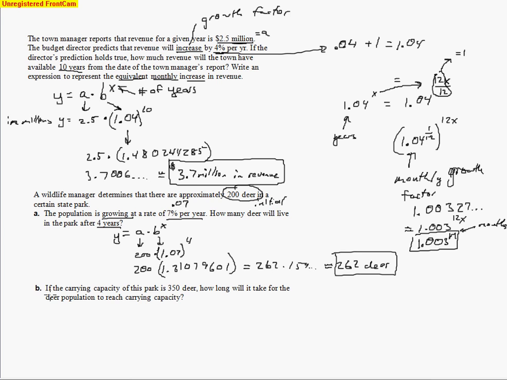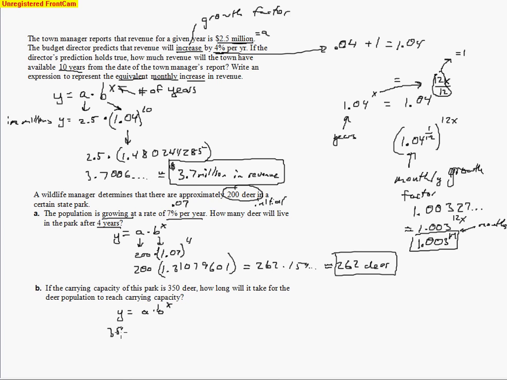Then it says, if the carrying capacity for the park is 350, how long will it take before the deer population reaches the carrying capacity? Well, later on in Algebra 2 we'll be able to solve this directly, but right now we have to use a guess and check method. We'll see that logarithms allow us to solve for the exponent, because that's what they're asking for. Now we know what the y value is. Let me rewrite the formula: y equals a times b^x. Well, we know what y is. y is 350.